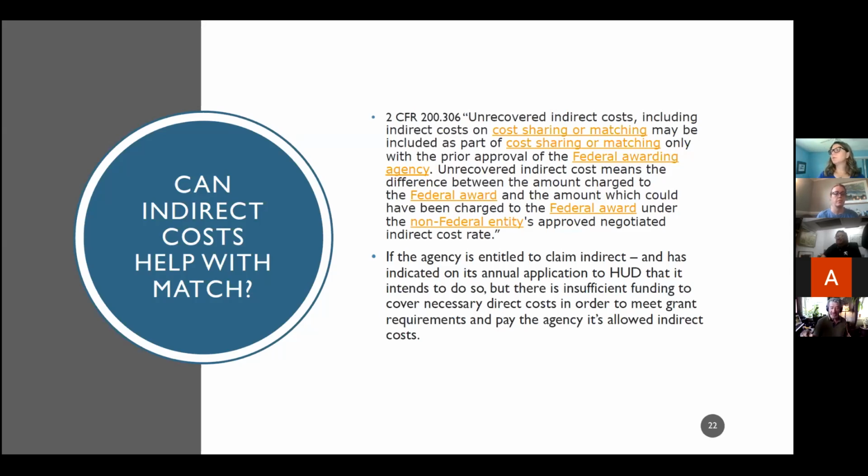So whereas you have a potential to use your unclaimed indirect as match for the project, you can only do that if you have advance approval. You've got to go to the HUD field office saying, not only are we claiming indirect, but we'd like to use the indirect that we're not actually going to be able to receive because there's just not enough money in our budget. We want to be able to count that as our match on the project. And if you get HUD's permission to do that, then you can count those indirect funds that you are eligible to receive, but were not able to draw down, as part of meeting your match requirements. But remember, you need to both indicate that you're intending to charge it, get that advance permission from HUD to do it, and then you are good.